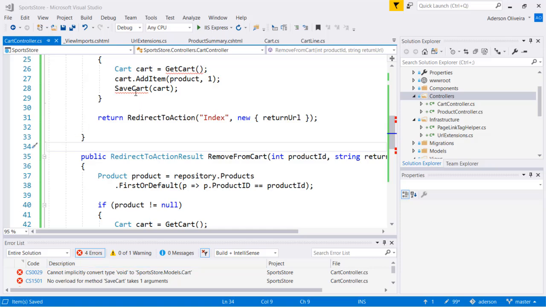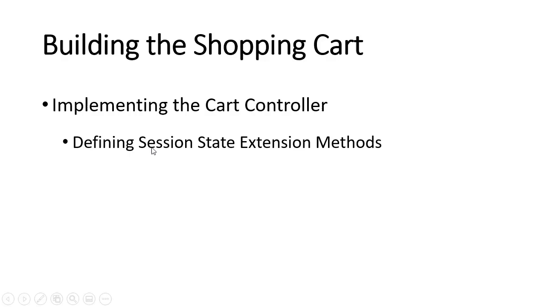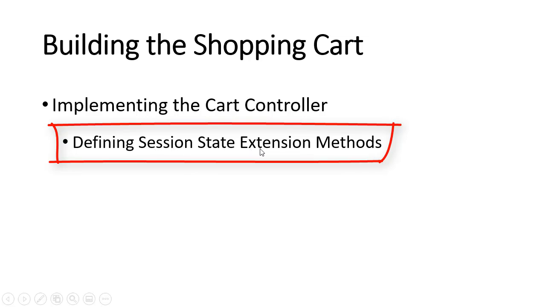Now, before I get to implement save cart and get cart, I'm going to define the session state extension methods because we're going to be saving the cart information in the session that the user has in the server memory. But for that to happen, we have to define two extension methods. We're going to have to define one to save the information to the memory session, the other one to get it from memory. So we're going to be using JSON to do that.